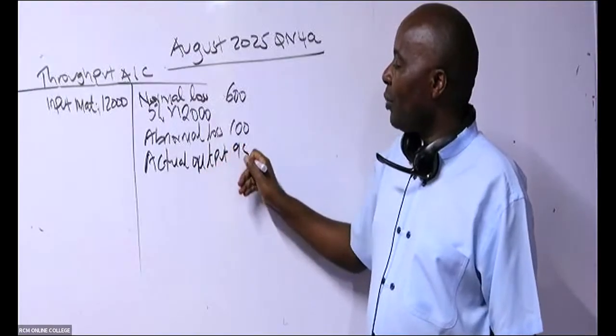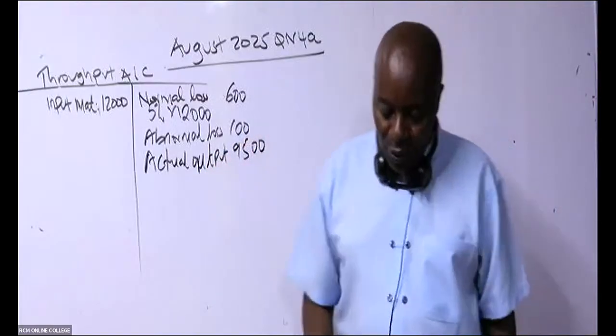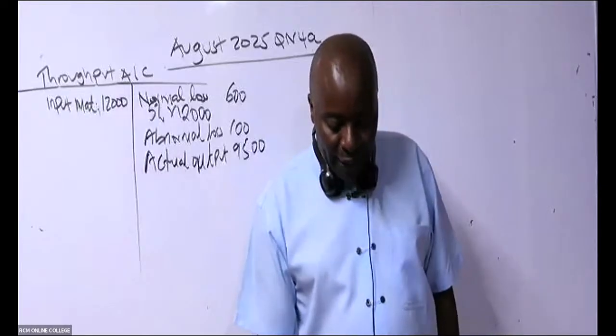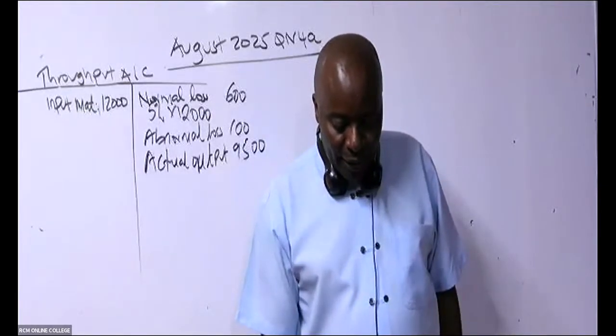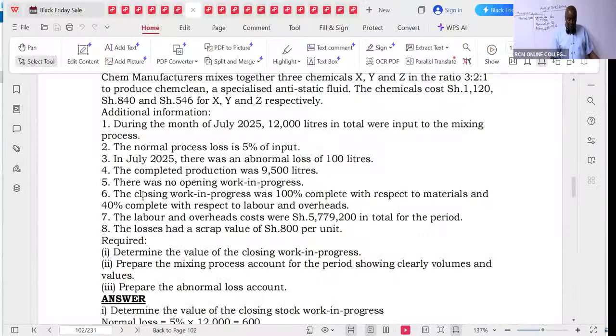So actual output, 9,500. Have they given me any other thing really? If we continue reading, my very good students, what else do we have there? There was no opening work in progress. Hooray! A question that does not have opening work in progress is a good question. I'll get all the marks.